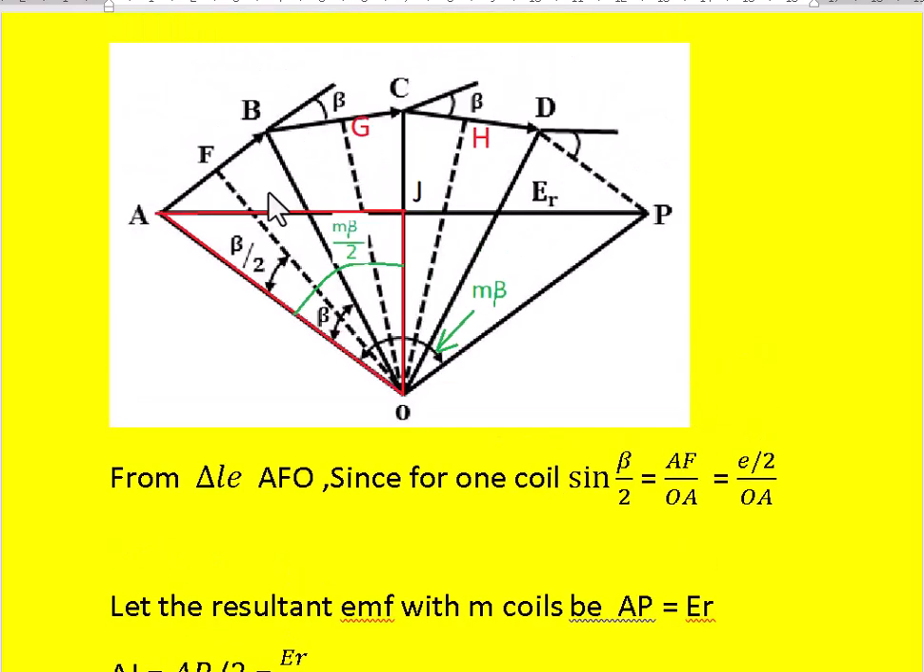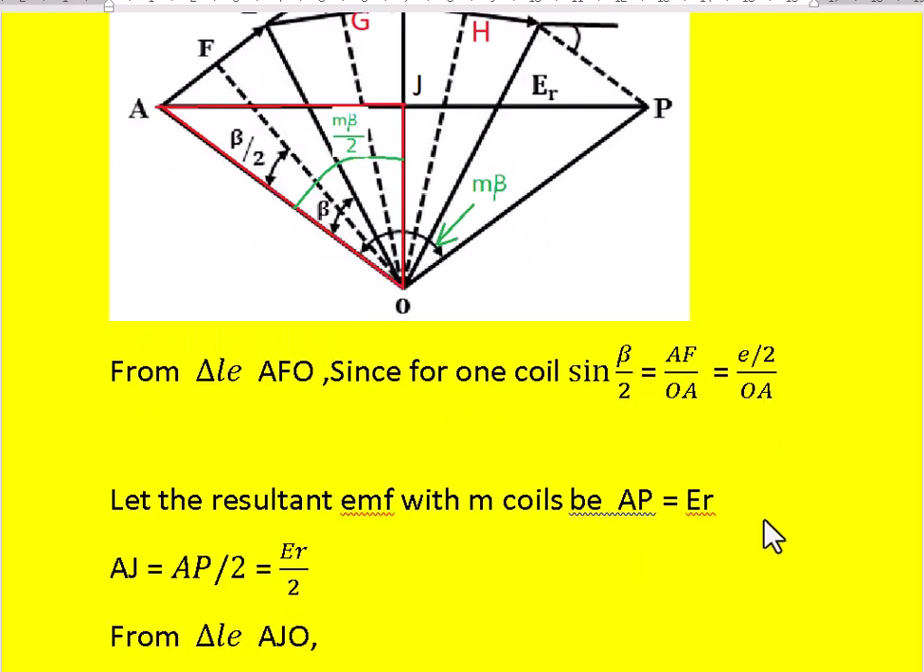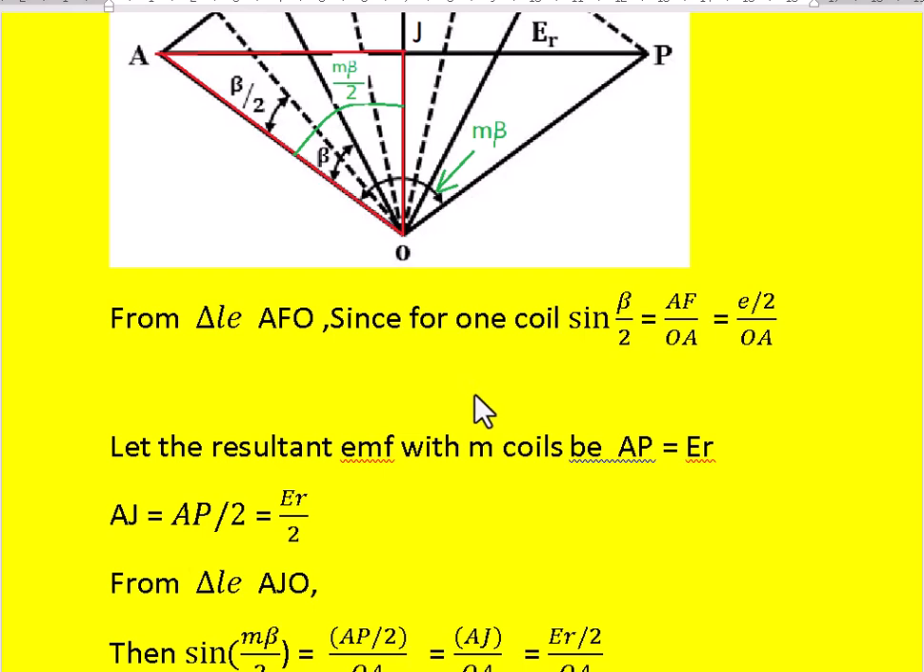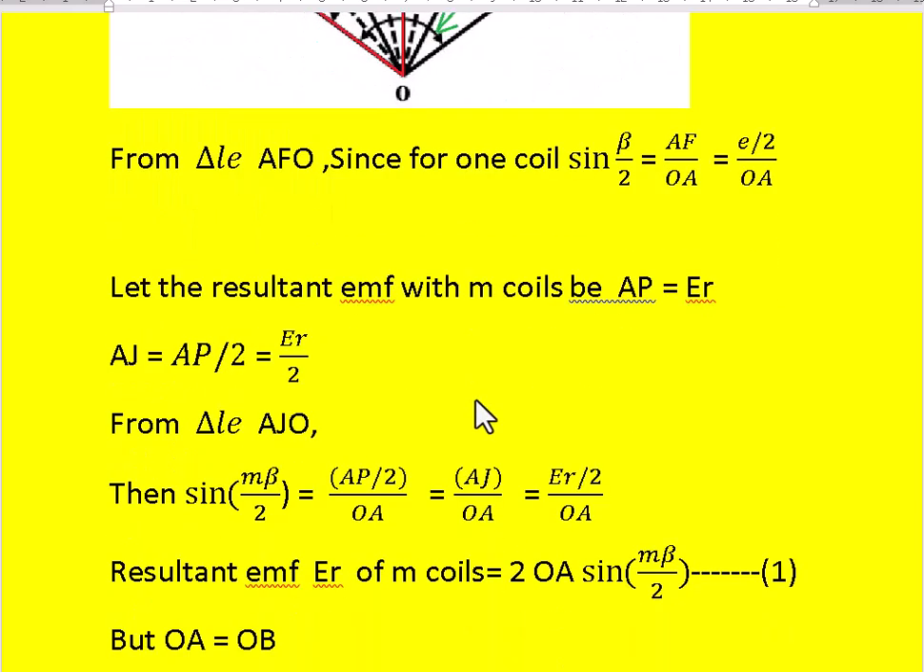So that we can see here, and we have seen for the single coil, that from triangle AFO, sine beta by 2 is nothing but E2 by 2 divided by OA. And similar to that, we extend this to the whole coils. So we take the triangle AOJ. From triangle AJO, sine M beta by 2 is equal to AP by 2 divided by OA. What is AP by 2? It is nothing but AJ.